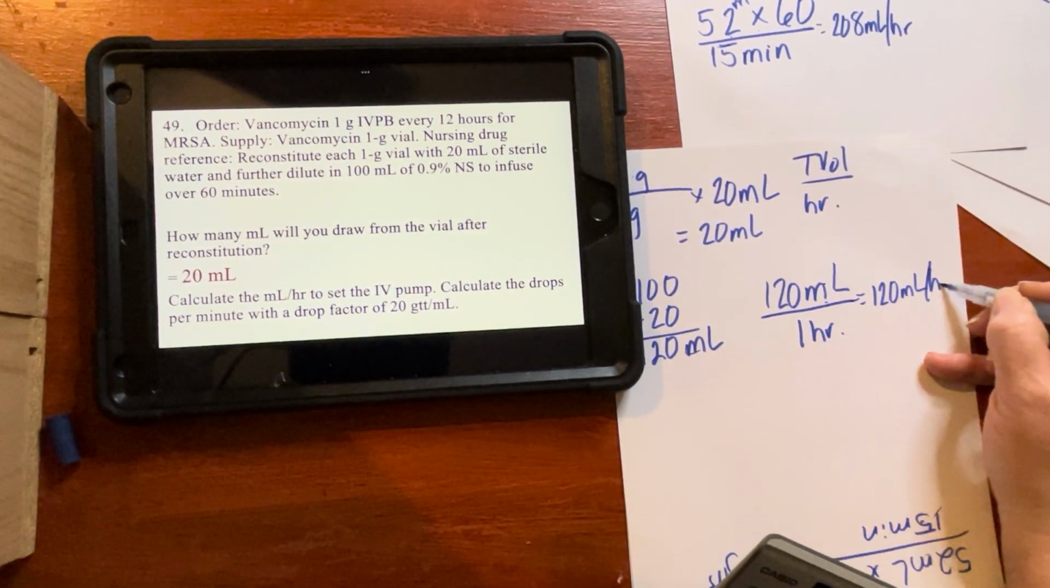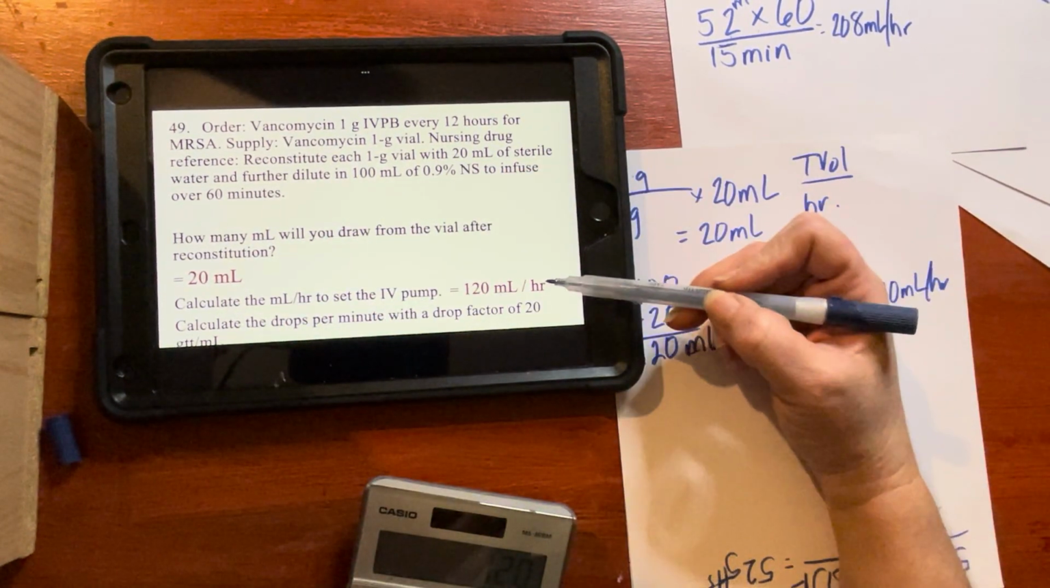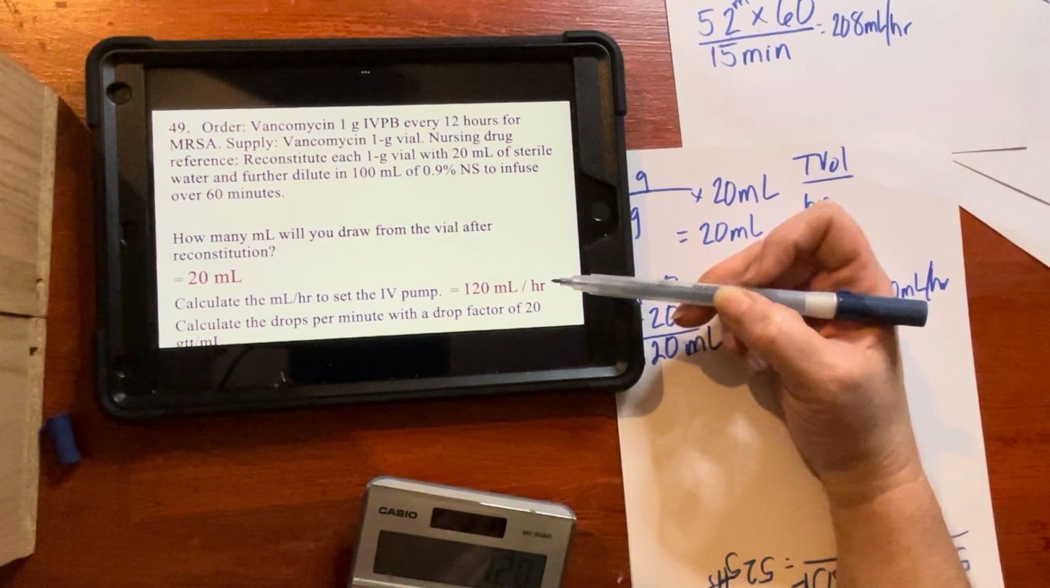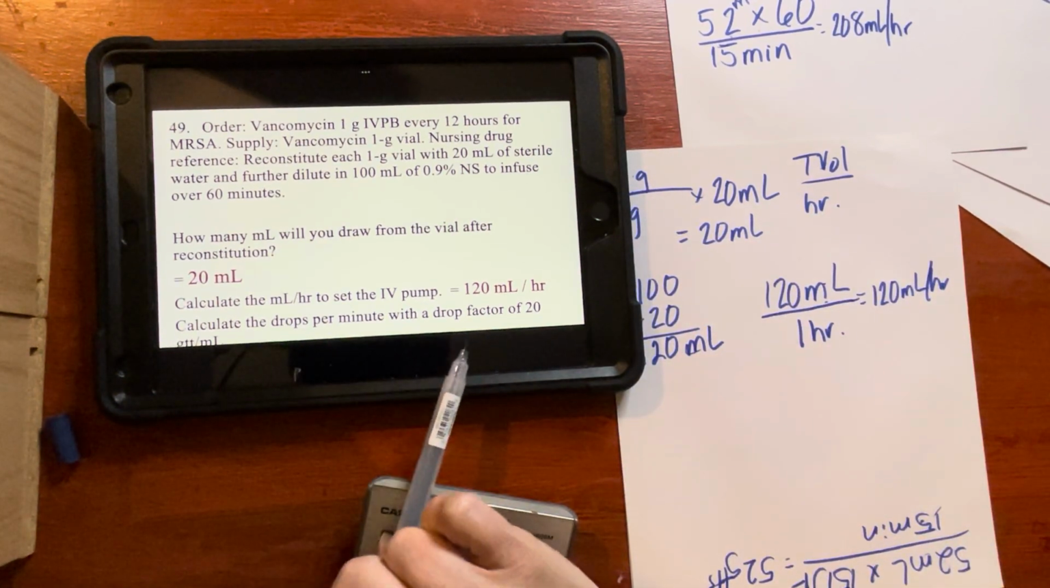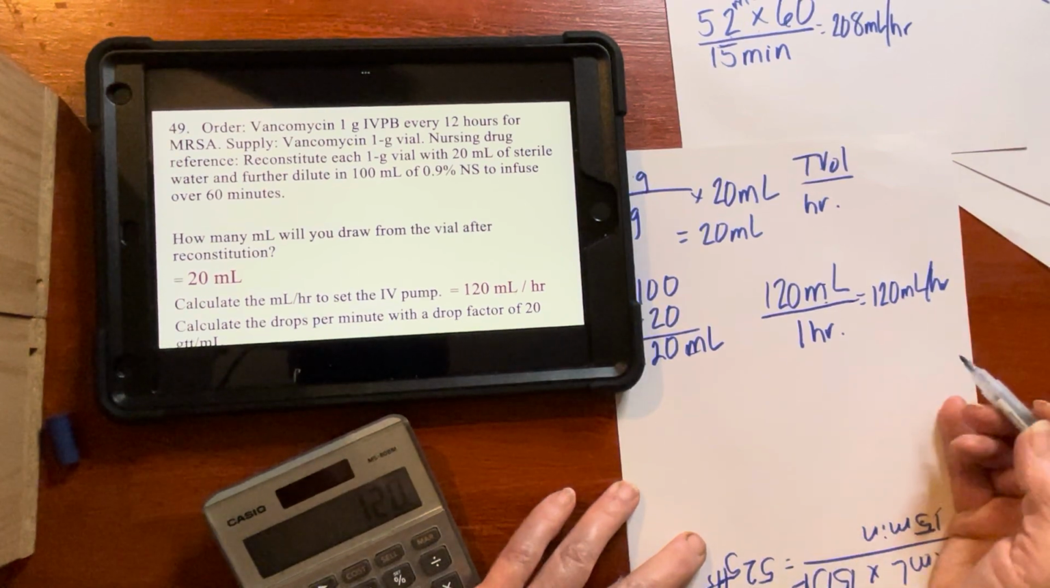That was sweet of her. Hopefully everybody got that. It's got to go at 120 milliliters an hour. And then, of course, she's just going to throw another drop factor in there because she can.